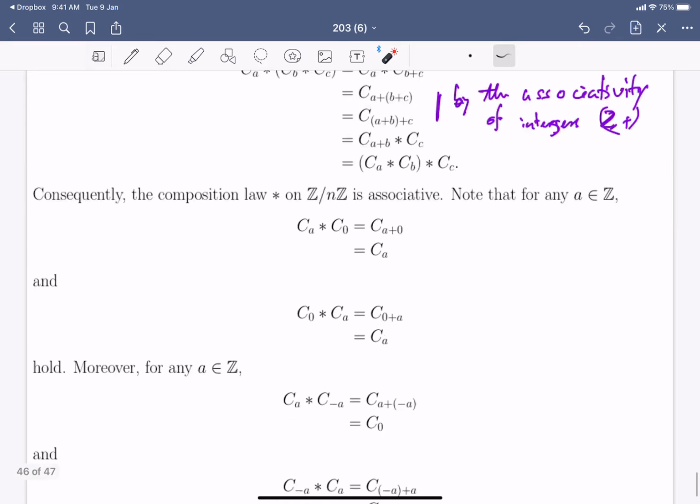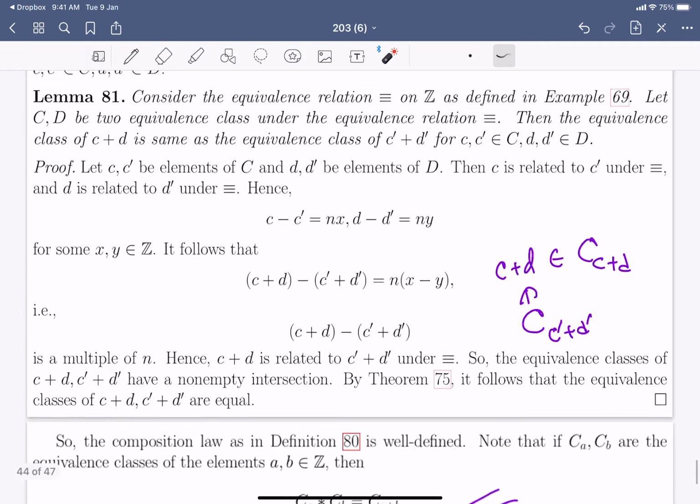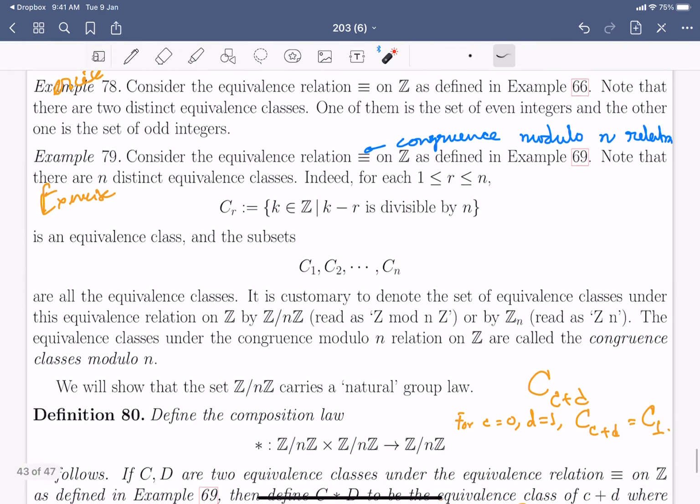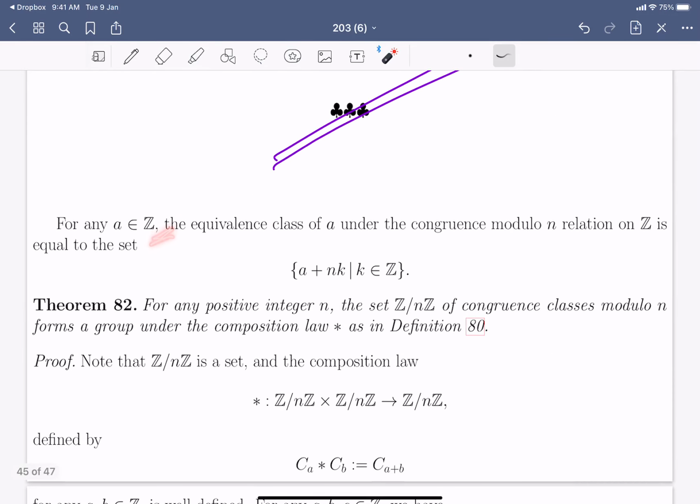And here is a remark that I didn't mention earlier. This was just to make our understanding more concrete. This is something that we have already discussed somewhere. For any a inside Z, the equivalence class of a under the congruence modulo n relation is precisely the set of all integers of the form a plus a multiple of n.